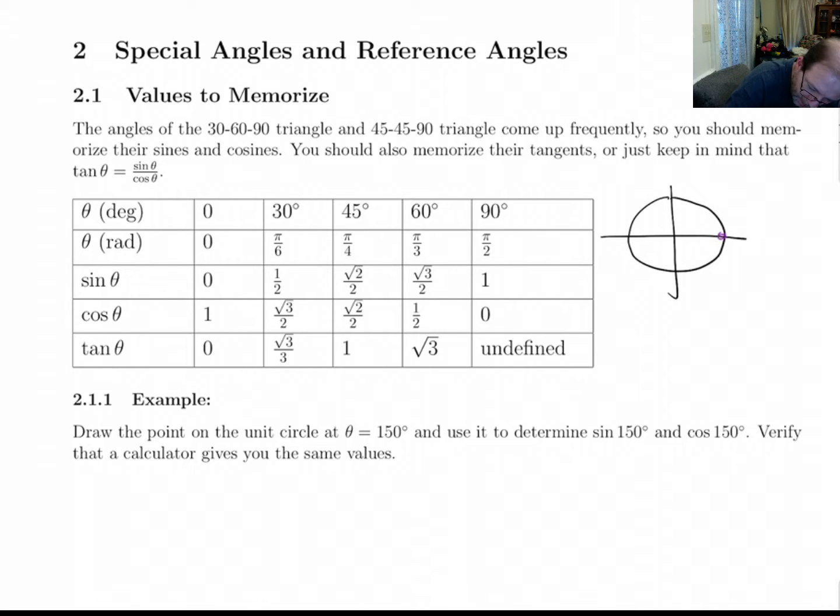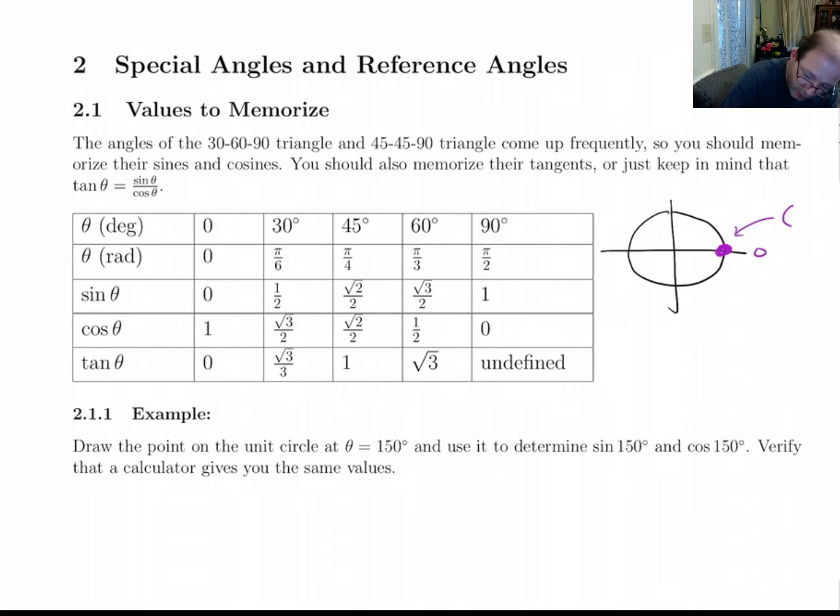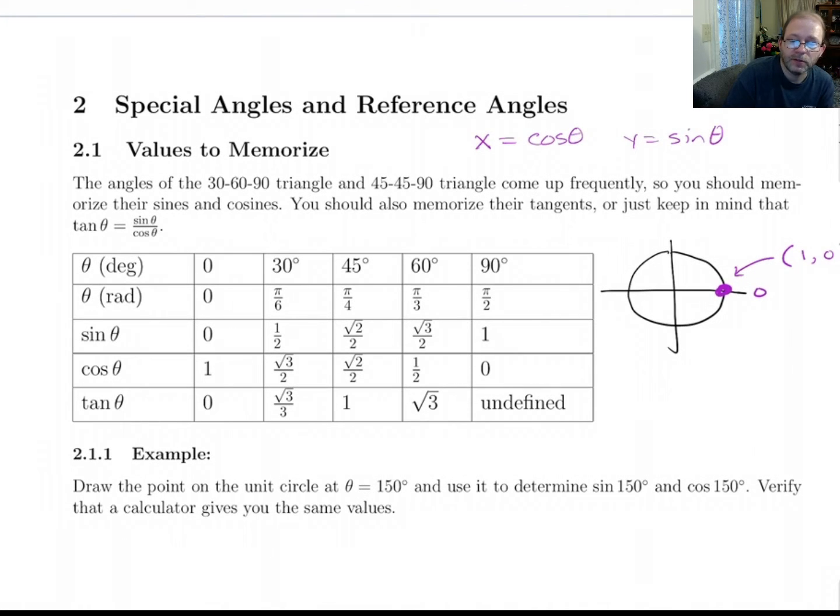First up, let's look at 0. If we look at 0 degrees, that's going to be this point here. And if you look at this, the coordinates of this point are x-coordinate is 1, y-coordinate is 0. And remember, for the points on the unit circle, x is cosine theta, y is sine theta. So for this point, for 0, this tells us that cosine of 0 is 1, and sine of 0 is 0.